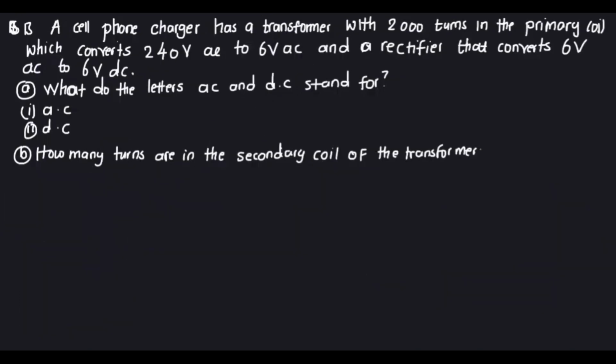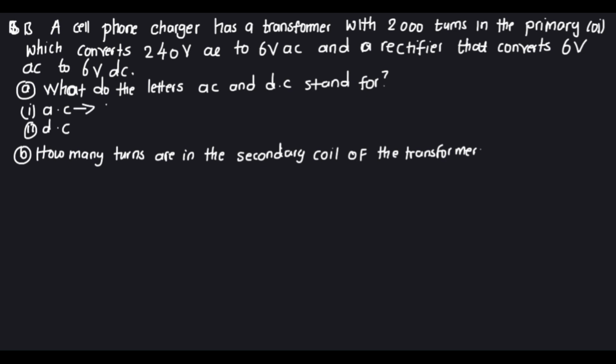We move on to question 8. A cell phone charger has a transformer with 2000 turns in the primary coil, which converts 240 volts AC to 6 volts AC, and a rectifier that converts 6 volts AC to 6 volts DC. So let's look at the first question. What do the letters AC and DC stand for?